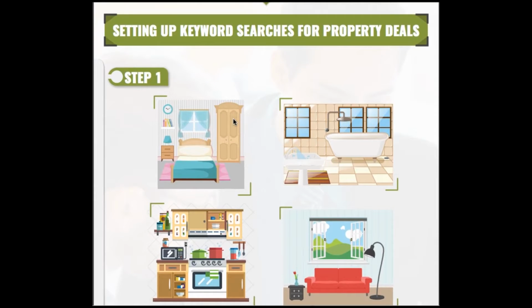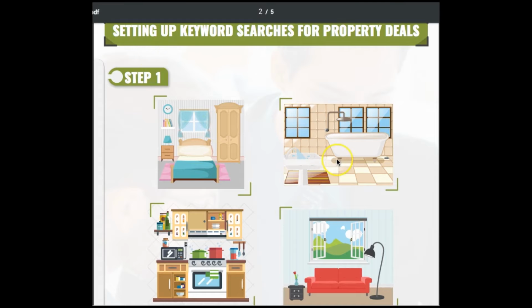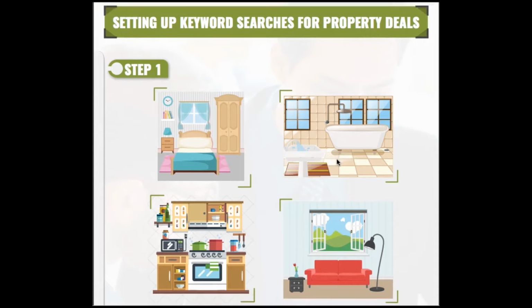So we're going to run through some very quick steps on getting this set up, and then I'm going to do a quick training tutorial in my MLS system so you can see the generic setup of how you would go about inputting keywords and keyword phrases into your search portal so that you get notified anytime one of those properties hits the market. So, setting up your keyword searches for property deals.